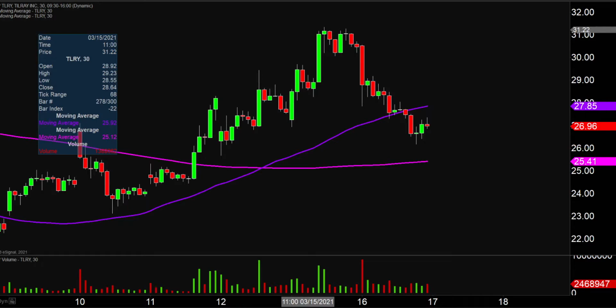So those are definitely going to be the two main technical levels to watch moving forward. Again, main level of resistance at $28, main level of support down there right around $25.50. So let's see how this one continues to play out.